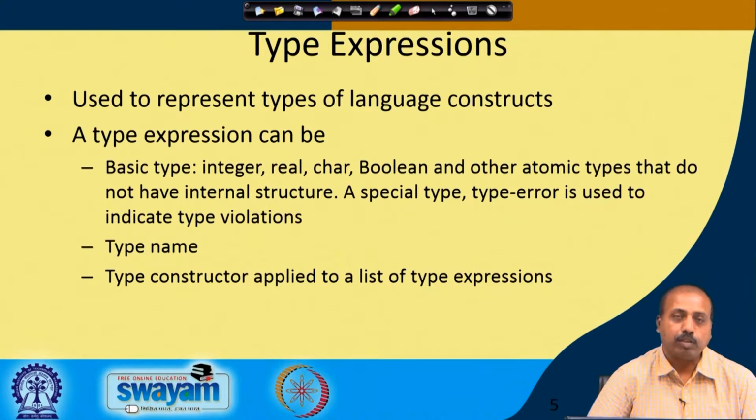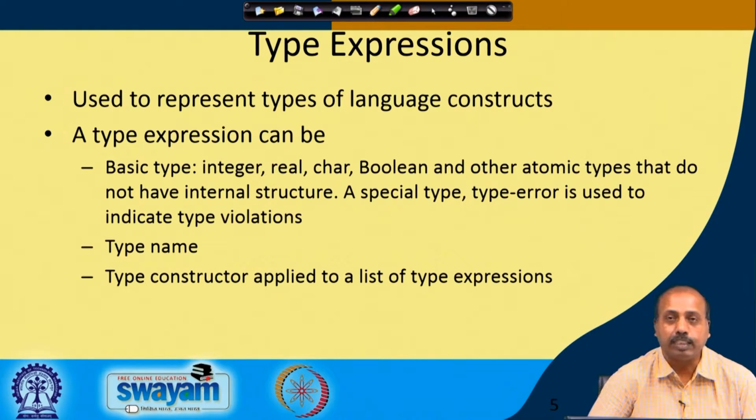So, type expressions are used to represent types of language constructs. A type expression can be a basic type like integer, real, character, boolean, or other atomic types. Atomic type means they cannot be divided further. Like an integer type, you cannot divide it further, unless we say that there is a bit type, and based on that bit the integer is framed.